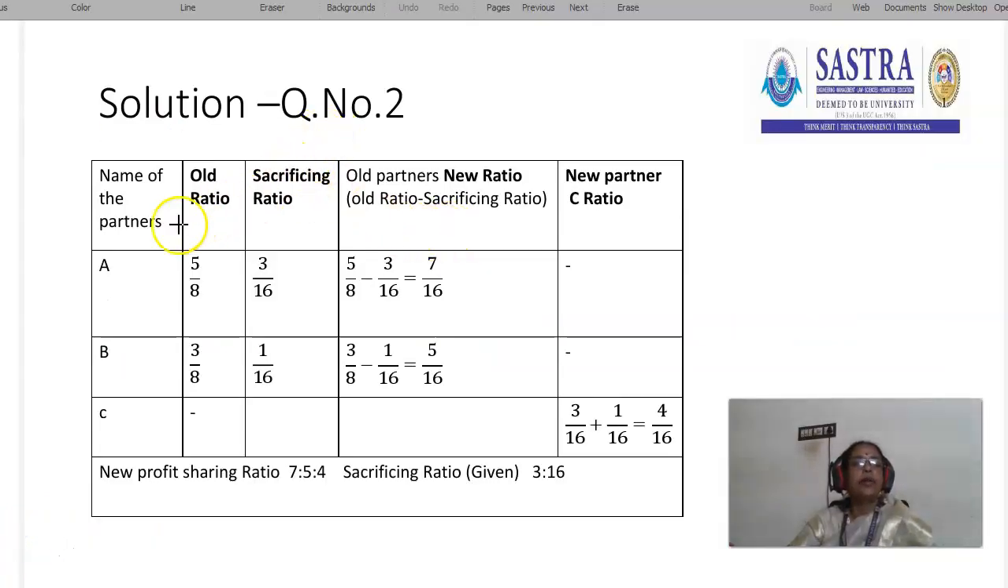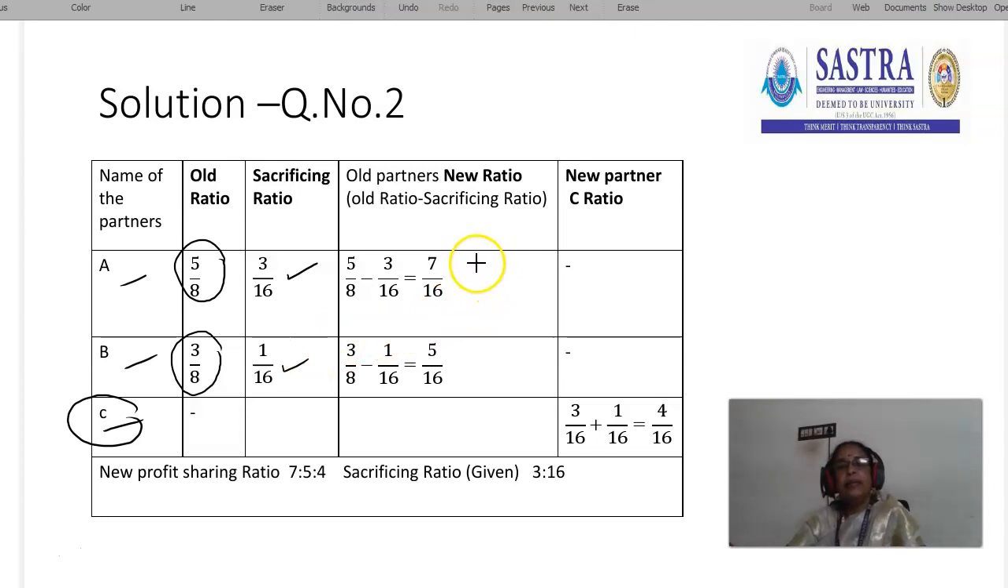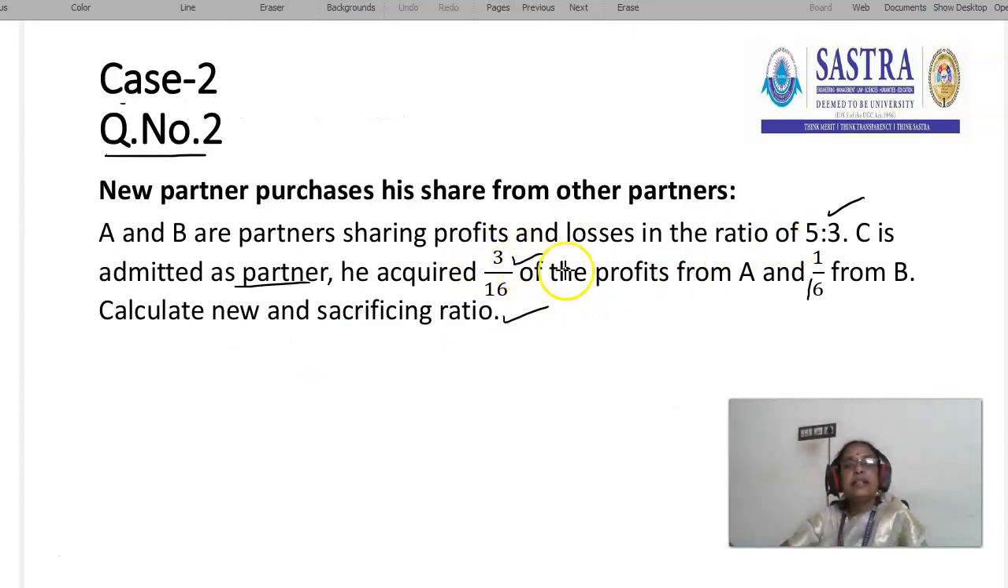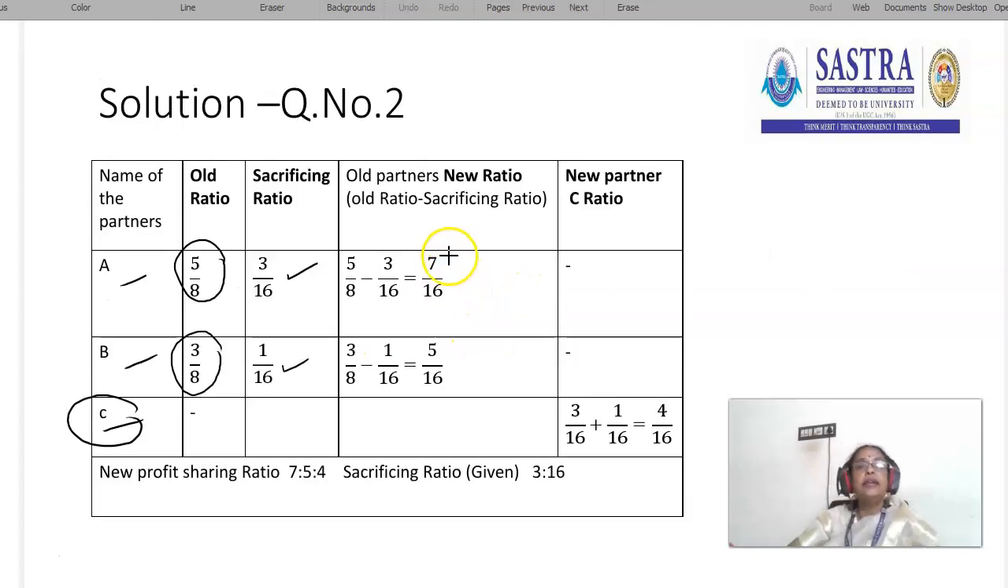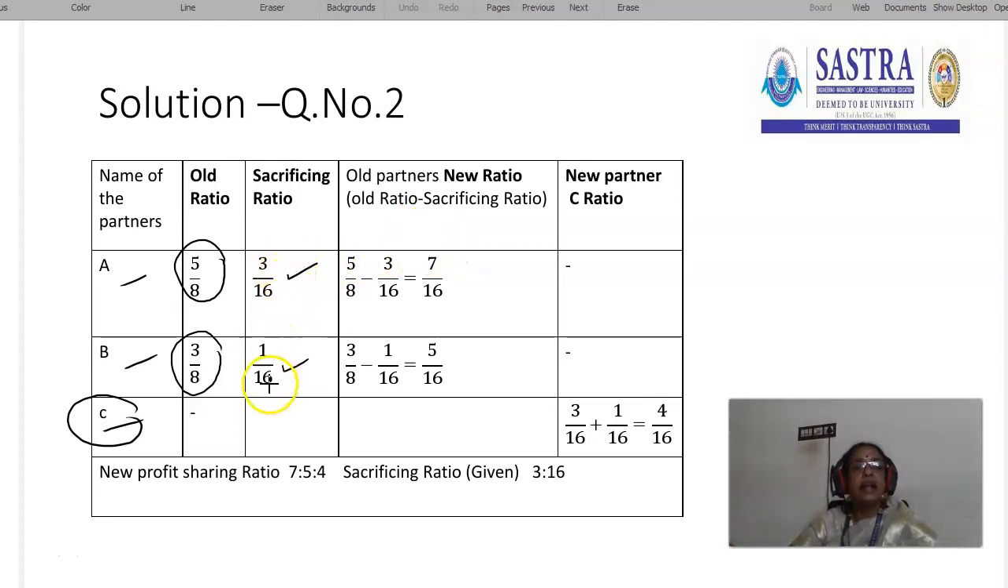Solution for the above problem. The partners are A, B, C. C is a new partner. What is the old ratio? Old ratio of A is 5/8. Old ratio of B is 3/8. Sacrificing ratio 3/16, 1/16. That is given in the problem. He acquired 3/16 of the profit from A and 1/16 from B. So that is the sacrifice that is made by the old partners. So the sacrificing ratio is 3/16 and 1/16.